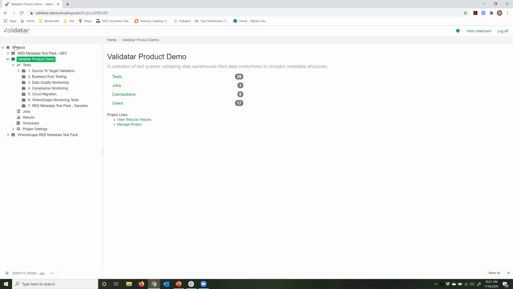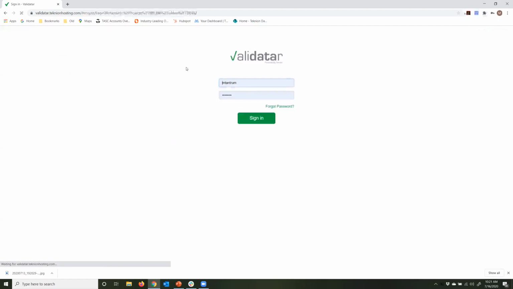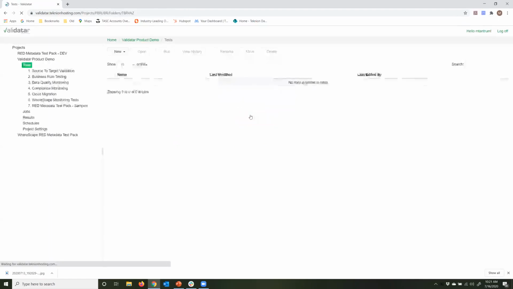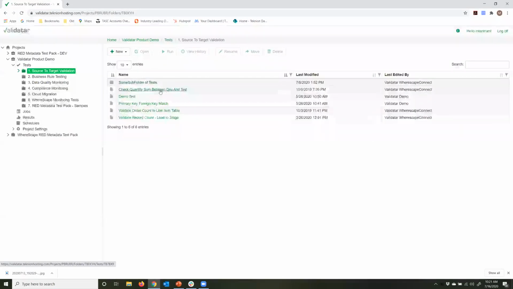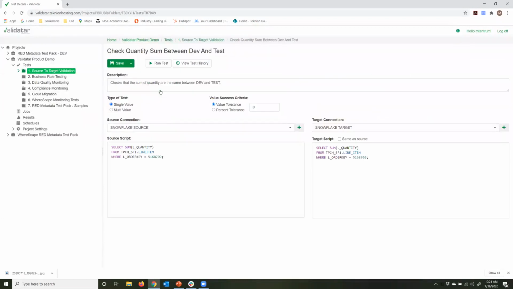We break the world into projects, and so you can secure projects for different purposes and different people, just an organization. So I'm going to start by looking at a test. What is a test? A test at its most basic form, let's pick a very straightforward one here, a source to target validation. I want to check that the sum of quantity is the same between a table in my development environment and my target testing environment.